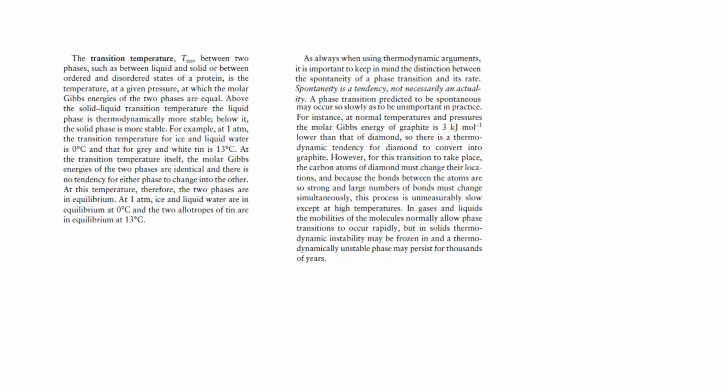For instance, at normal temperatures and pressures, the molar Gibbs energy of graphite is 3 kilojoules per mole lower than that of diamond. So there's a thermodynamic tendency for diamond to convert into graphite. However, for this transition to take place, the carbon atoms of diamond must change their location. And because the bonds between the atoms are so strong and the large number of bonds must change simultaneously, this process is immeasurably slow, except at very high temperatures.